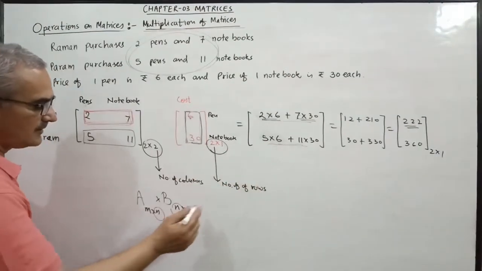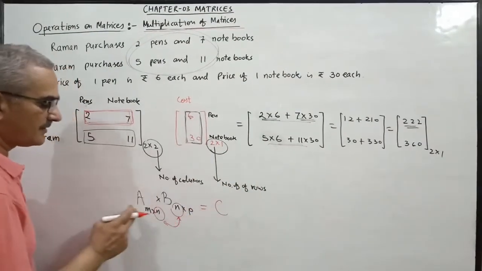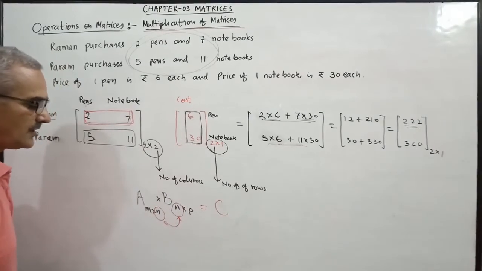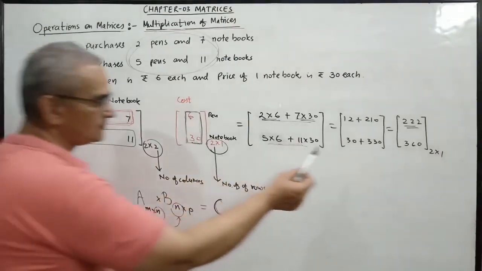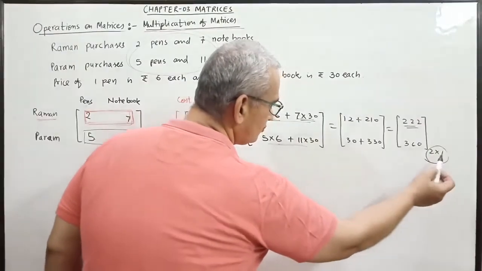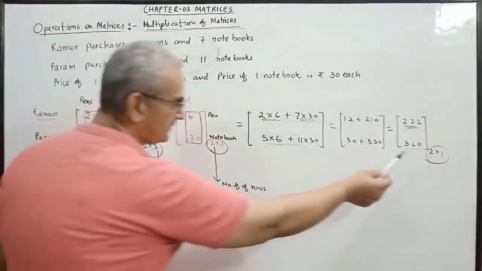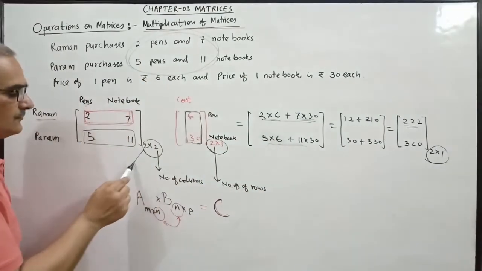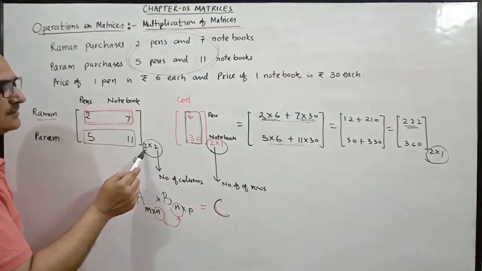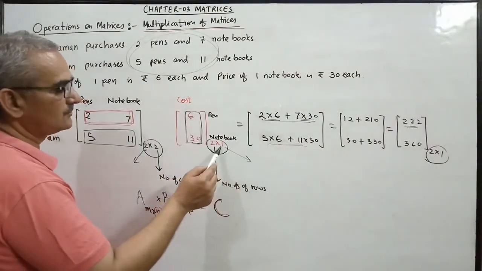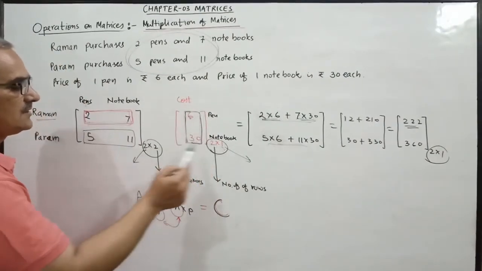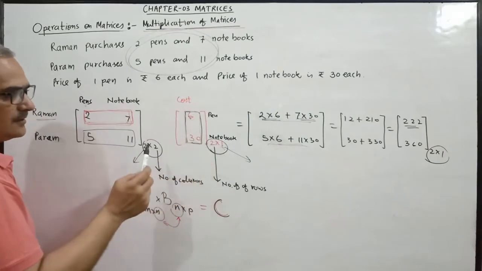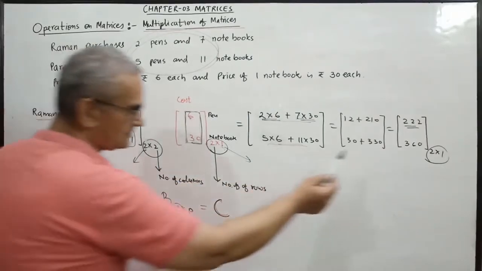Okay, and then we are getting the resultant matrix of these two, the matrix C here. So what is the order of the resultant matrix? The order of that matrix is 2 by 1, where 2 is the number of rows and 1 is the number of columns. So these remaining two will be the order of the product of these two matrices, 2 by 1.